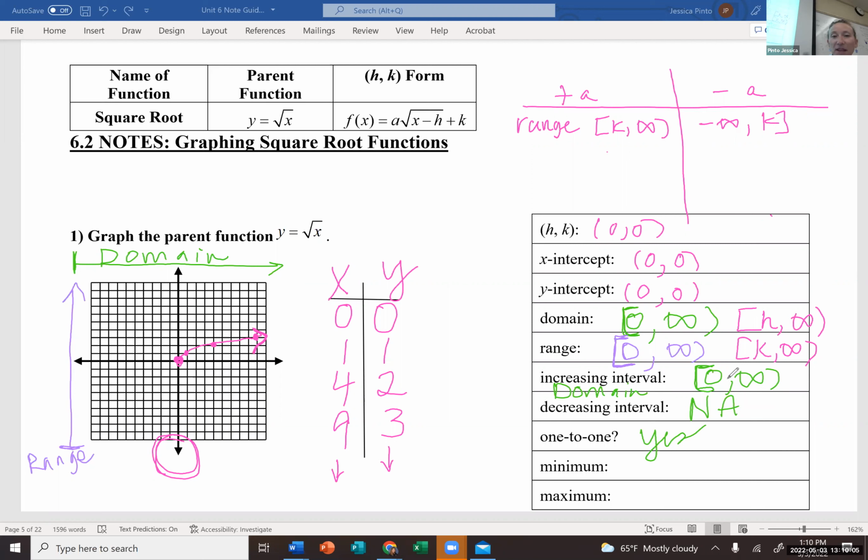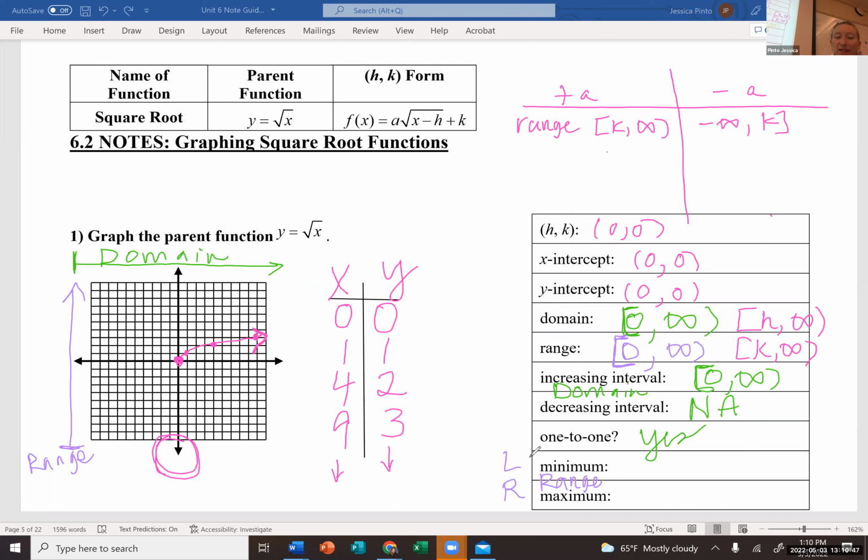And then the minimum and maximum, I need to switch to lavender. Those are related to the range. So the minimum is the number on the left of the range. The maximum is the number on the right of the range. However, infinity is not a number. So if it's infinity or negative infinity, we use NA because they're talking about the minimum value or the maximum value, and we never reach infinity. So it's like you never get to the maximum, or if you're swimming down to the depths of whatever, you never get to the very bottom. And so for infinity, we say NA.